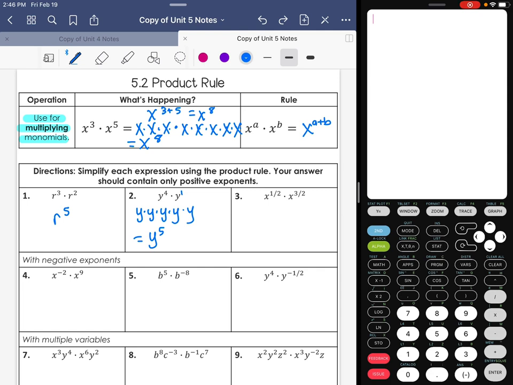For number 3, yes, you can have fraction exponents. So fraction exponents, though, aren't treated any differently. You're still just going to add them together. So you can see here I'm setting that up.